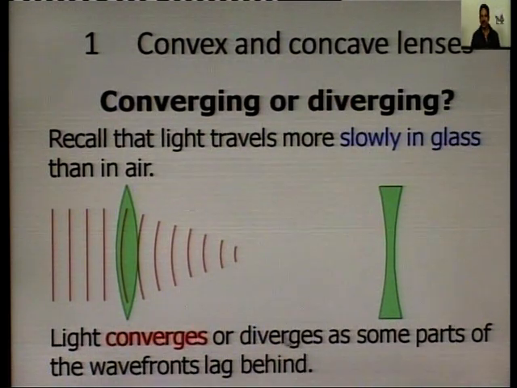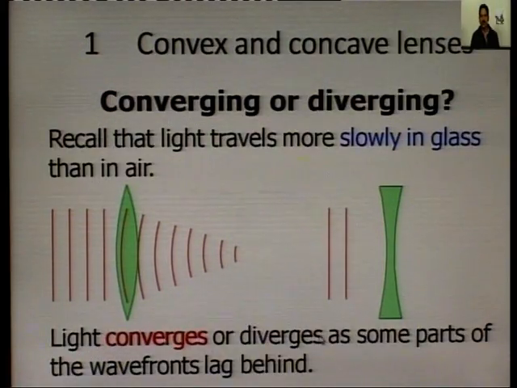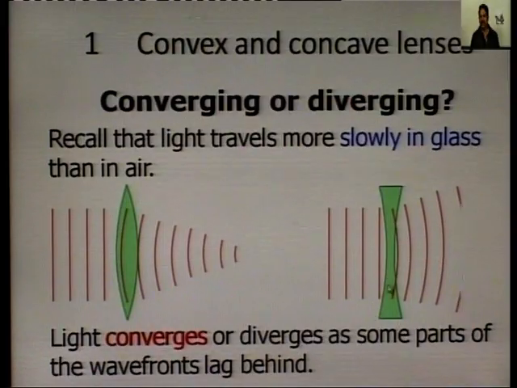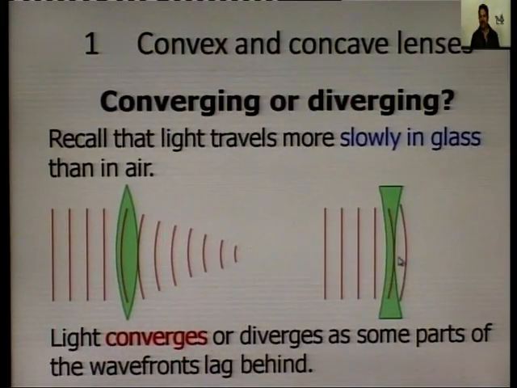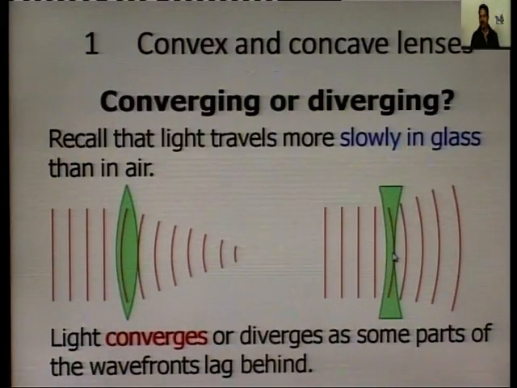So, light converges in case of convex lens. In case of concave lens, the part of the wavefront which is near the center has to travel a lesser path through the material of the lens. So, in that case, the light rays diverge away from the center of the lens.